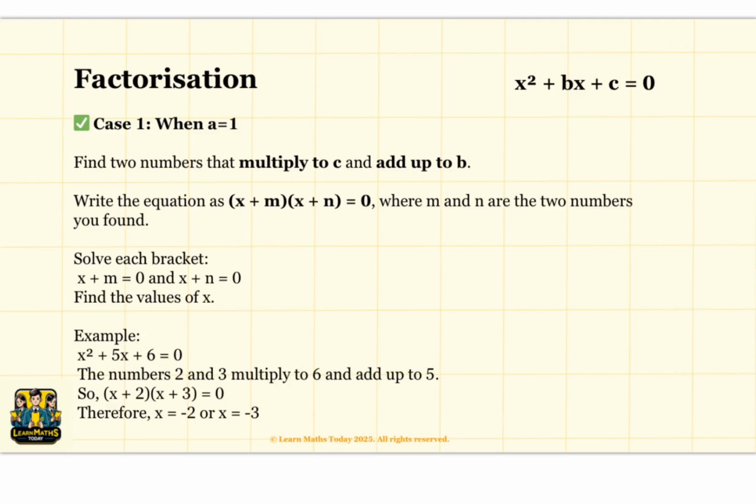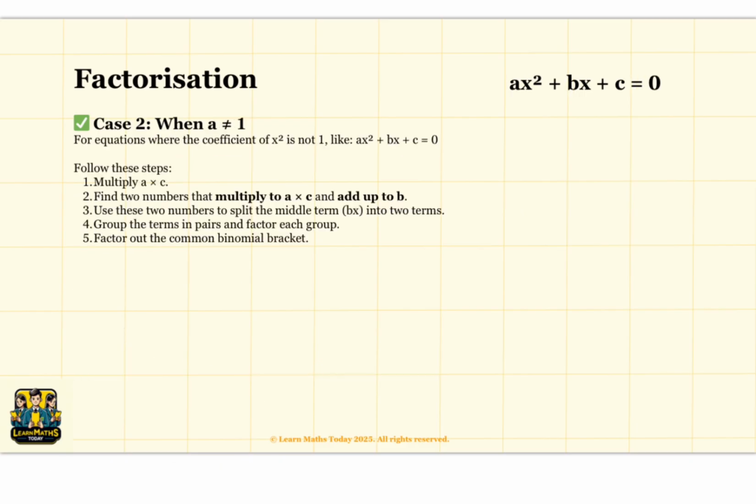At the end, because (x plus 2) multiplied by (x plus 3) equals 0, we know that x should be equal to minus 2 or x equal to minus 3. When we have something more complicated, where the coefficient of x squared isn't 1, we need another way.